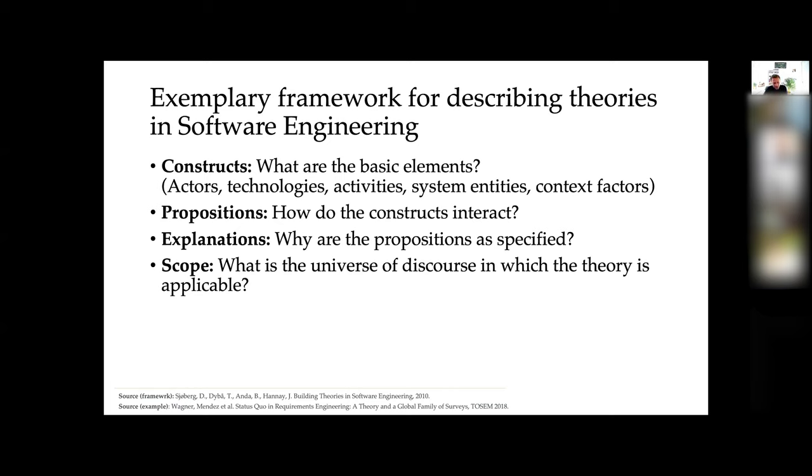The first thing you need for a theory are what we call constructs, the basic elements of the theory. So what are we talking about? For example, if we talk about a theory for requirements engineering problems, the basic elements are the problems I name. It can be actors, technologies, activities, context factors, any kind of phenomena I try to capture in my theory. Number two is the proposition. The proposition is the glue between the constructs. Number three are the explanations that justify the existence of the propositions. And number four is the scope that describes essentially the conditional or context assumptions I need for the theory.